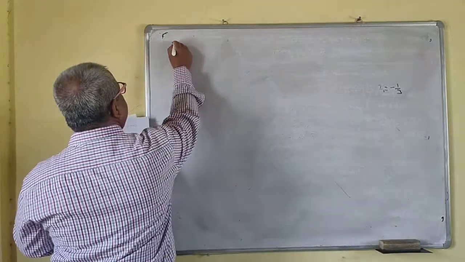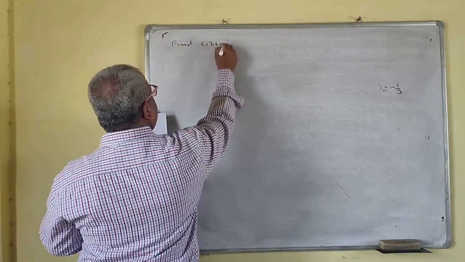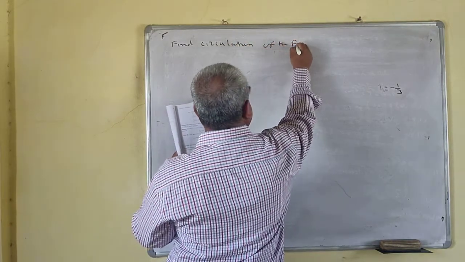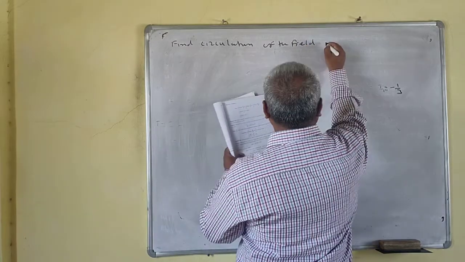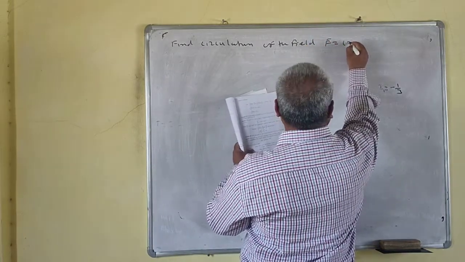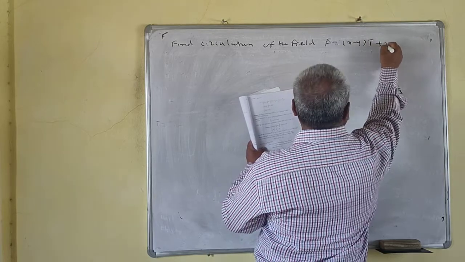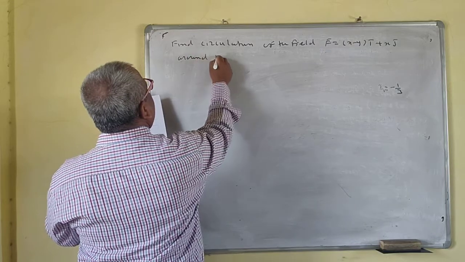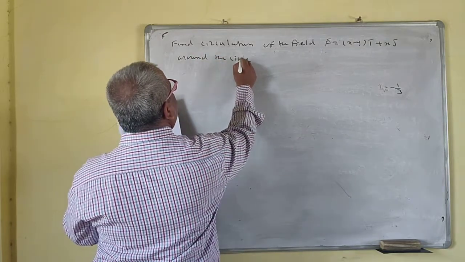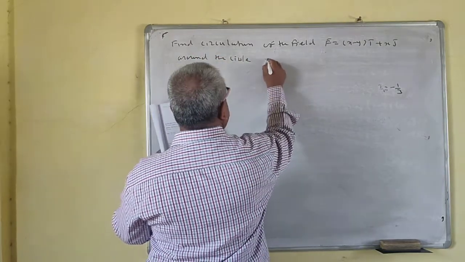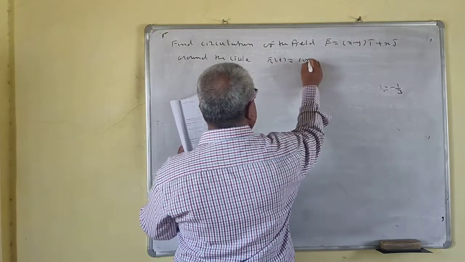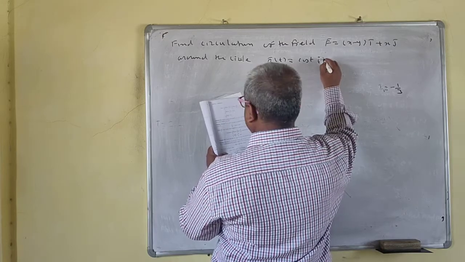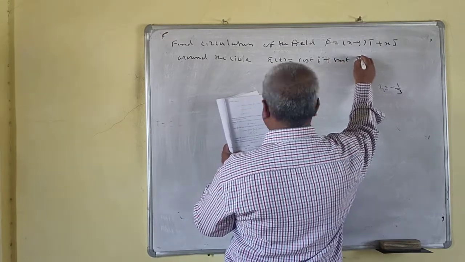Find the circulation of the field F bar is equal to x minus y i bar plus x j bar around the circle r bar of t is equal to cos t i bar plus sin t j bar.